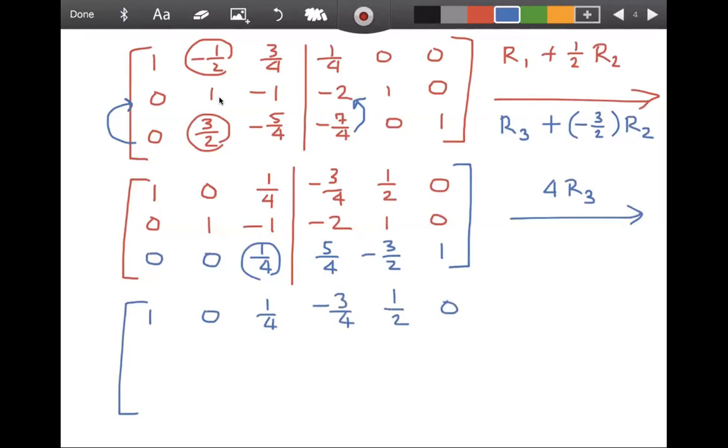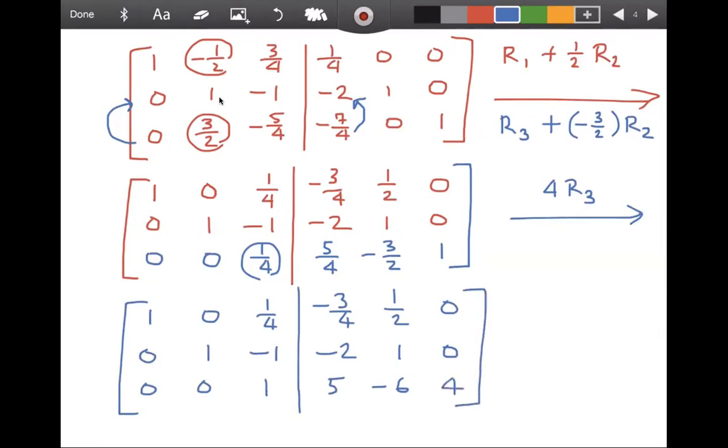And we'll leave row 2 for now. Okay, but row 3 now is going to become 0, 0, 1, 5. And then negative 3/2 times 4 is negative 6. And 1 times 4 is 4. So now we're going to use that 1 to make zeros here and here.